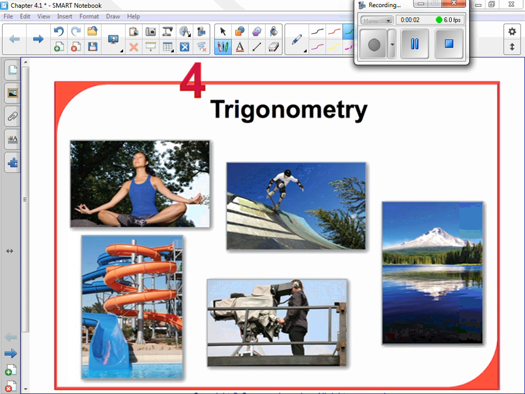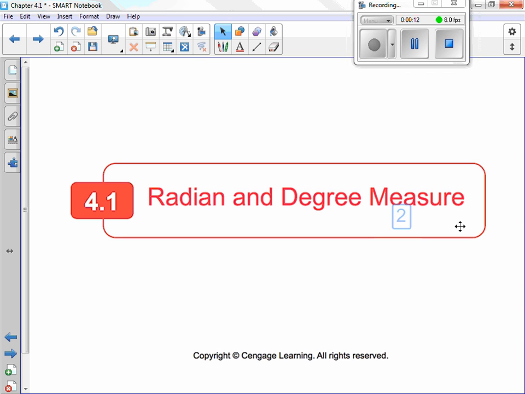We're starting chapter 4 today. Now, I said that we're going to do 2 days of chapter 4 and chapter 2. Actually, we're going to do this in one, because what we're covering in chapter 4 for this year is actually not that bad, especially for 4.1. 4.1 is radians and degrees.